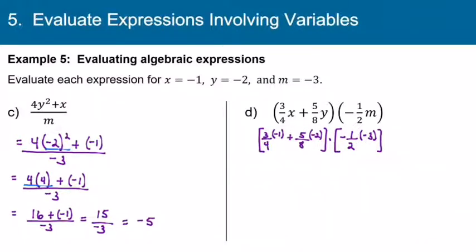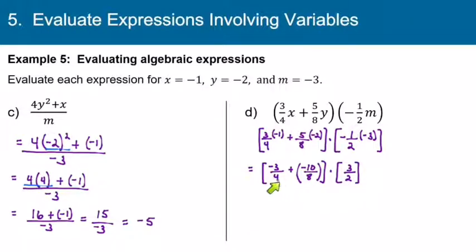3 times negative 1 is going to be negative 3, and that's over 4. 5 times negative 2 is going to be negative 10, and that's over 8. And then times negative 1/2 times negative 3 is going to be positive 3 over 2. You see, negative 1 times negative 3 would be positive 3, and 2 times 1 would be 2.